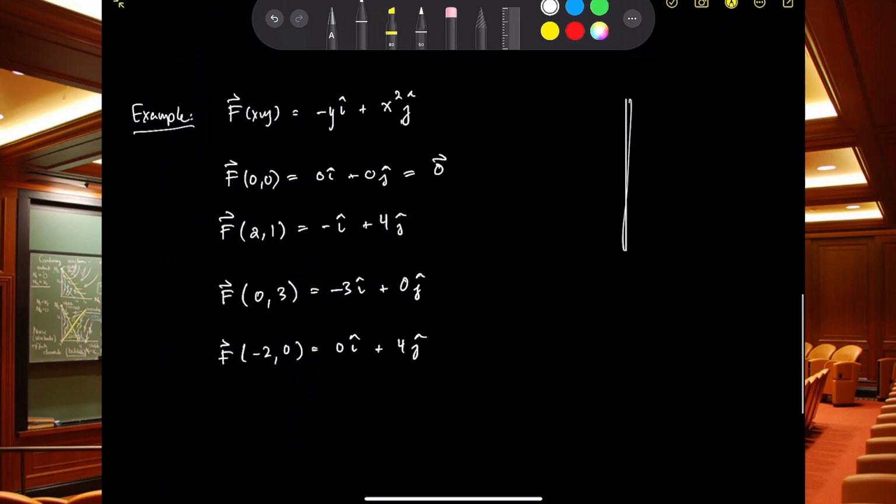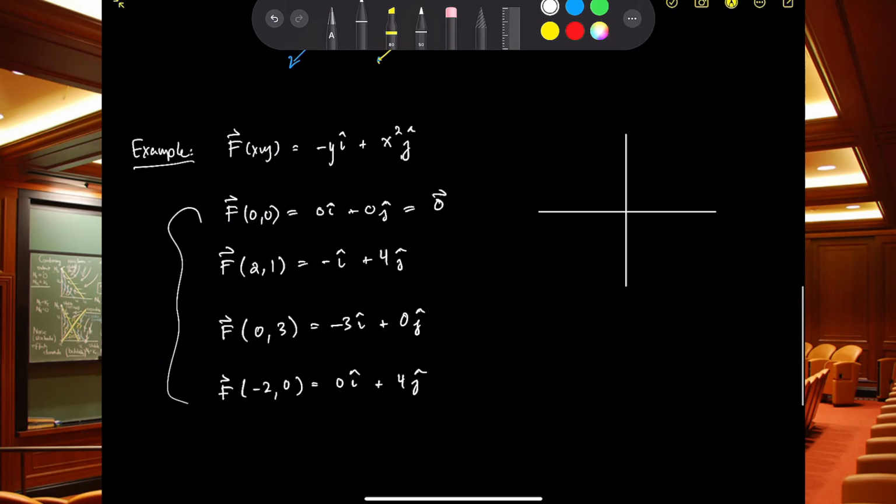And so maybe we'll start sketching some of these out so we can see what we're talking about. Obviously this isn't systematic. I'm picking random points. At 0, we have the 0 vector, so that's nothing. At 2, comma 1, we have the vector negative i plus 4j. So that's left 1, up 4. So we have this vector drawn in here at 2, 1.